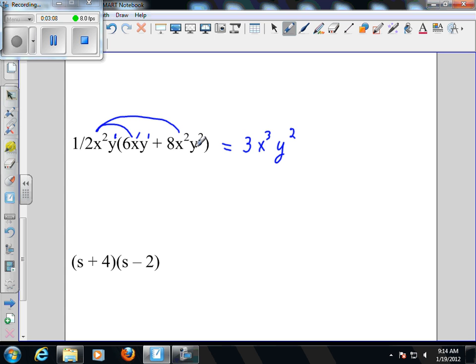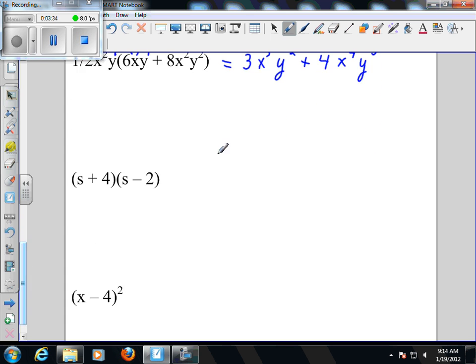1/2 x squared y times 8x squared y squared. 1/2 times 8 is 4. X squared times x squared is x to the fourth. Y to the first times y to the second is y to the third. So we end up with 3x to the third y squared plus 4x to the fourth y to the third. Those are not like terms, so we can't combine them.